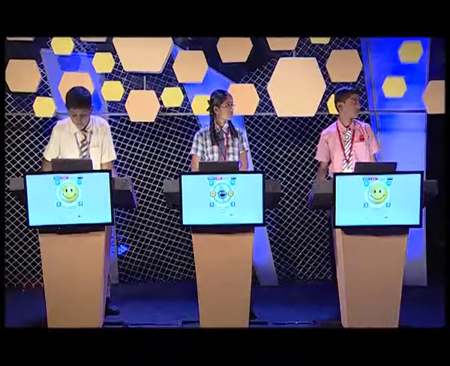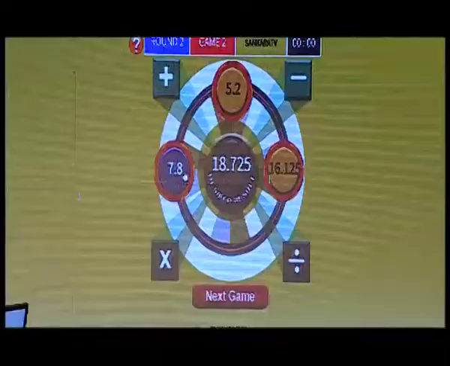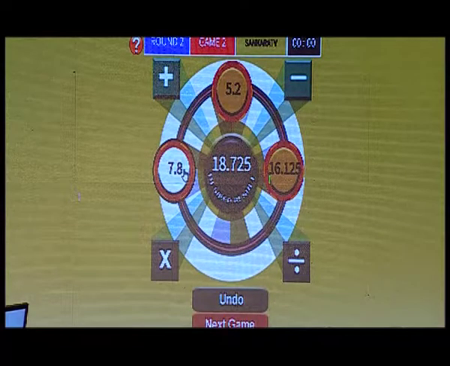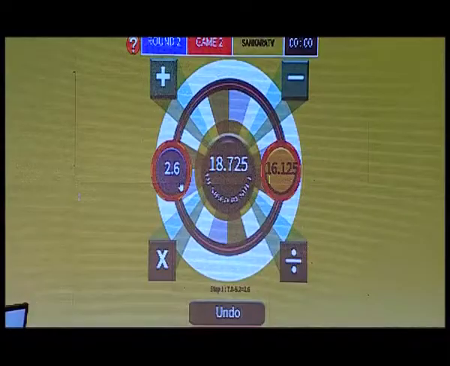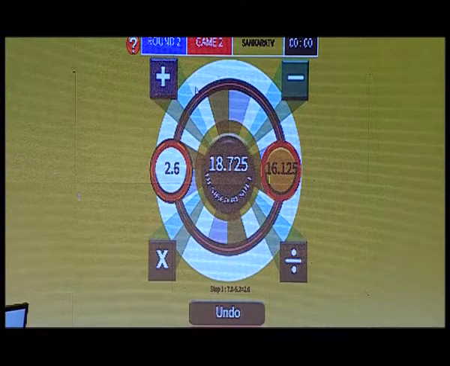The first step was 7.8 minus 5.2, which gives 2.6. So 2.6 plus 16.125 gives you 18.725. Yes, sir, that's the same steps you followed. We move on to game number 3, round number 2.